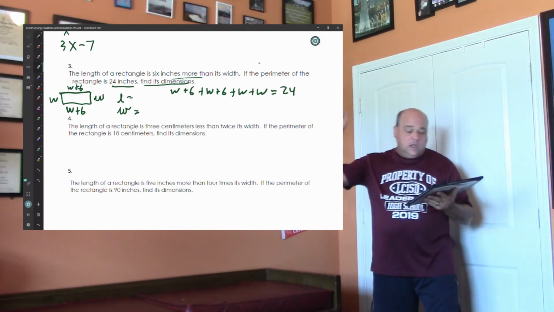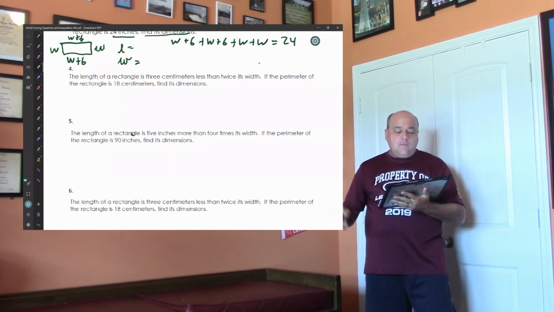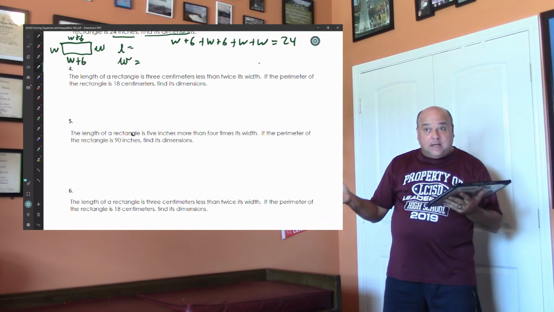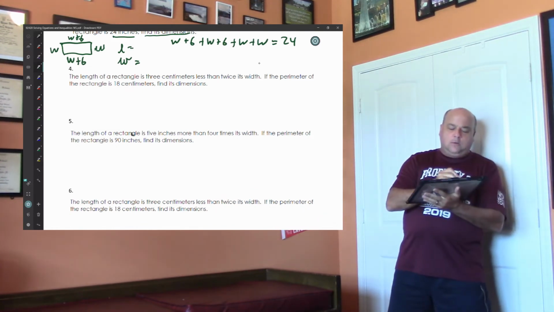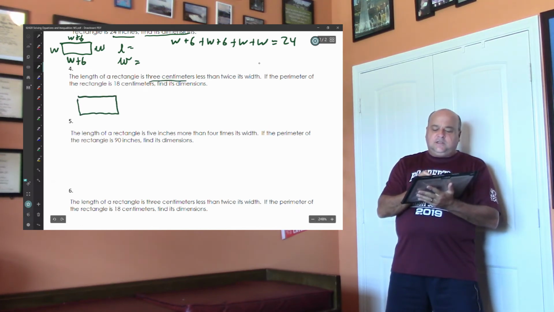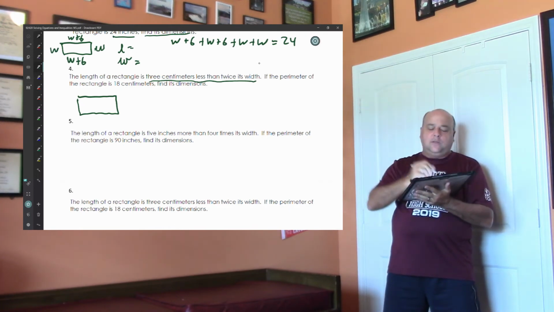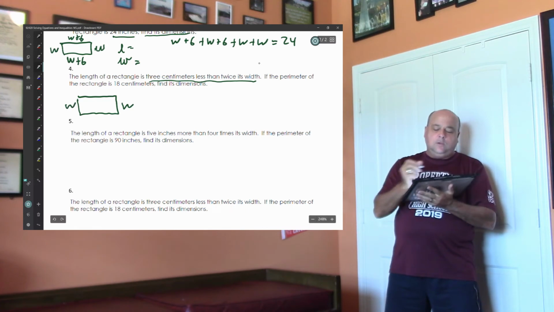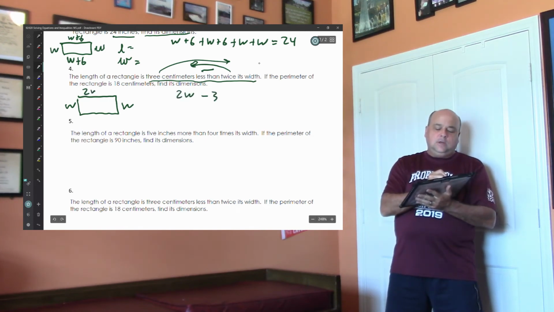Let's go to number 4. We're almost done. Number 4 talks about a rectangle again, so draw a rectangle. Make sure you are drawing what they're talking about. The length is 3 centimeters less than twice the width. It talks about the length in terms of the width, so let's let the width be w. And the length is less than, and you have to flip this, so it's 2w minus 3.